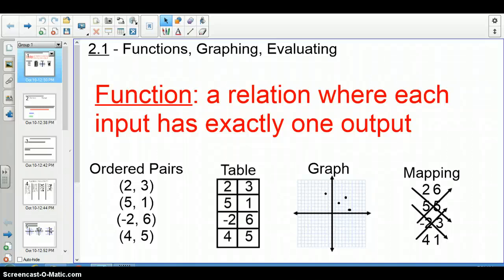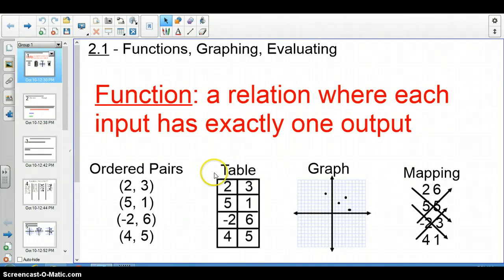Hello, today we are going to talk about functions, graphing and evaluating functions, and mostly what we're going to talk about is linear functions. Now, a function is a relation where each input has exactly one output. So a relation is a relation of two numbers, how one number compares to another. So an x and a y. So a function means that there's only one input with one output. So that means there's exactly one x for one y.